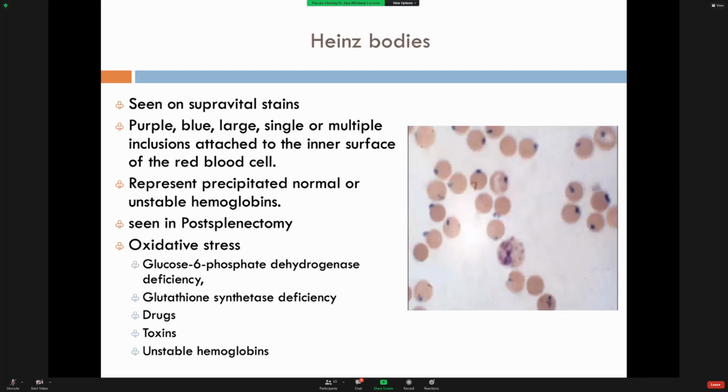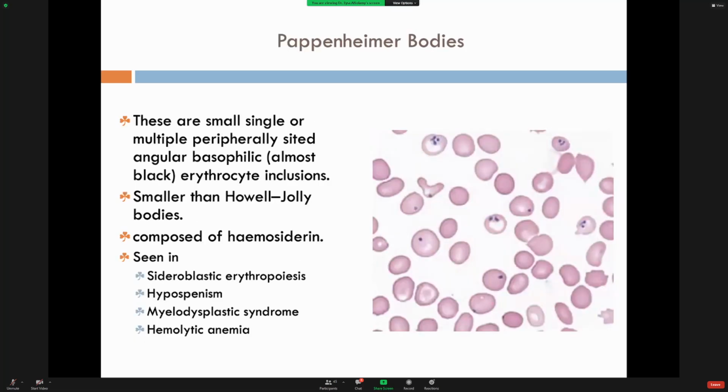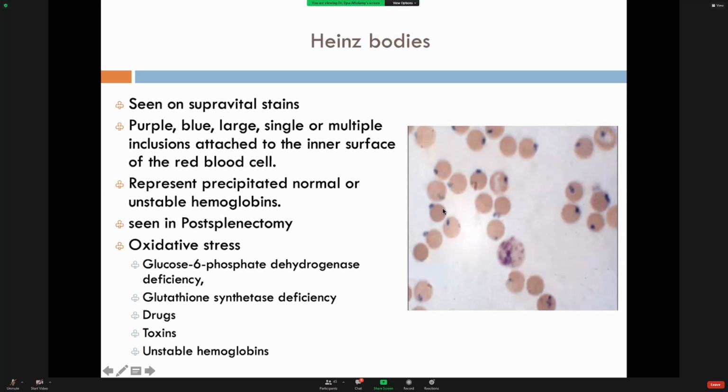Heinz bodies seen on the supravital stains, blue or purple, large single or multiple inclusions attached to the inner surface of red blood cells, represent precipitated normal or unstable hemoglobin, seen في post splenectomy, mainly في oxidative stress, glucose 6-phosphate dehydrogenase deficiency, glutathione synthetase deficiency, drugs, toxins and unstable hemoglobin. You can see it. It's mainly the can في supravital stains. You can look it for the shape like a ring.